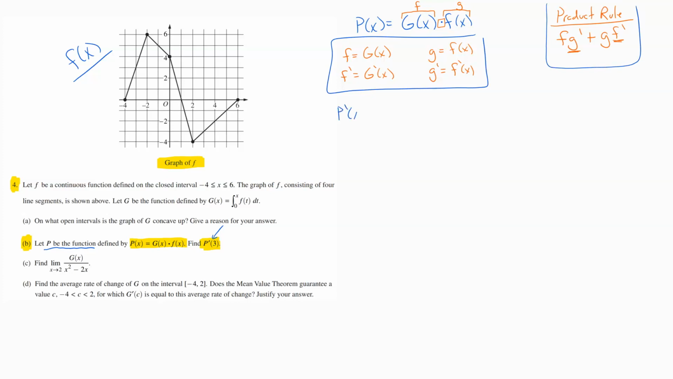So I start putting it together. I say p prime of x equals, following the rule, first go grab f, cool, g of x. Then I'm going to multiply that by g prime, so that would be f prime of x, plus go grab the g piece, which is f of x, and then multiply that by f prime, which would be g prime of x.